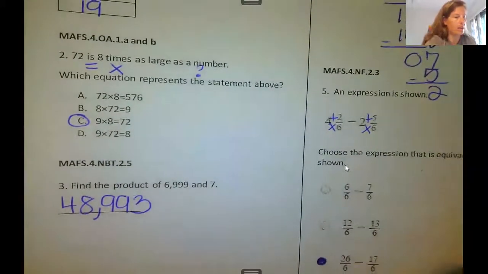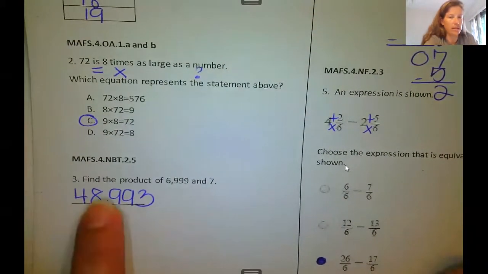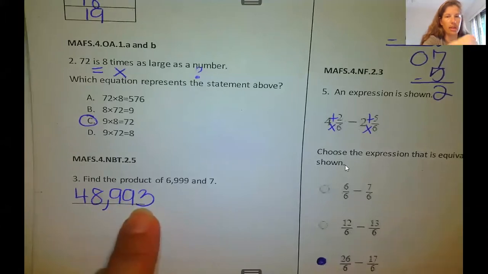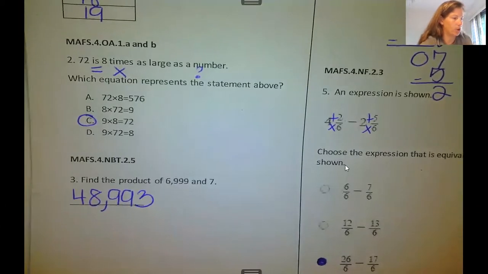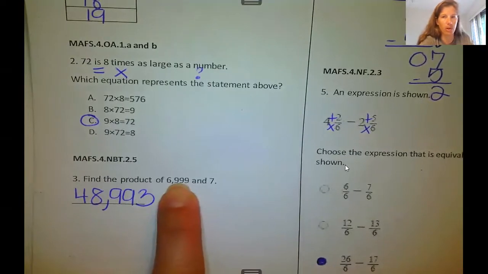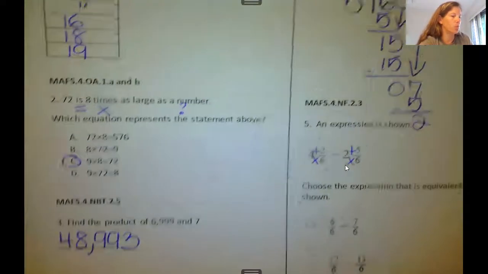Number three, finding the product of 6,999 and 7. The answer is 48,993. If you got that wrong, I will show you how to work it out. I suggest the box because that is a pretty large number, or old school.